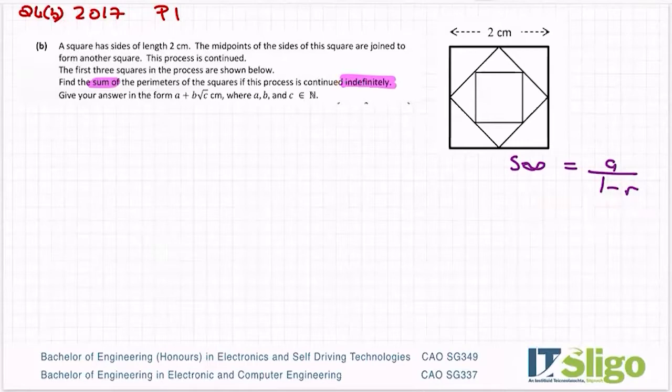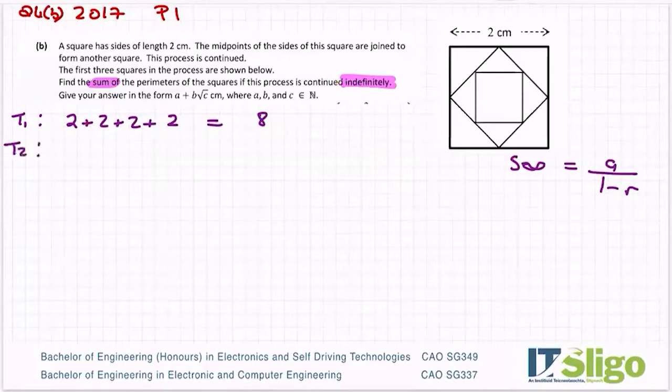So term 1 will be the first perimeter. So it's 2 plus 2 plus 2 plus 2. Okay, so this is T1. 2 plus 2 plus 2 plus 2, or of course 4 by 2. So it's equal to 8.